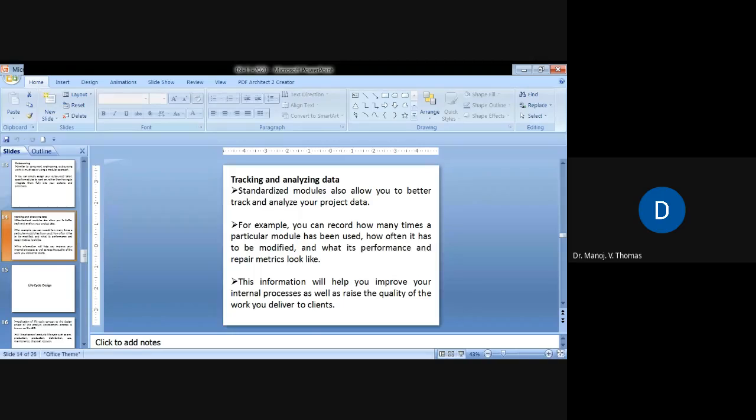So is this clear? Modular design. Anaka, yes. What about others? Aditya, Ranjul, yes. So that is the idea of modular design.